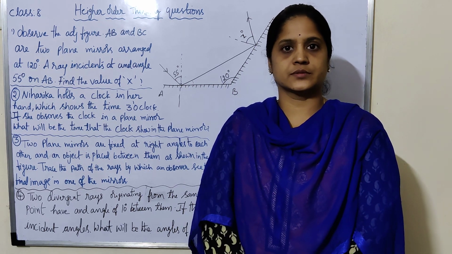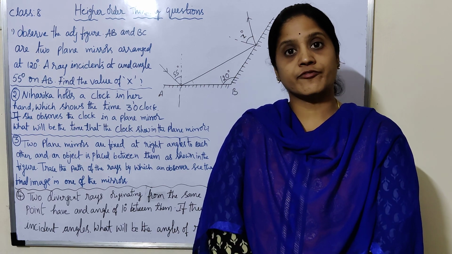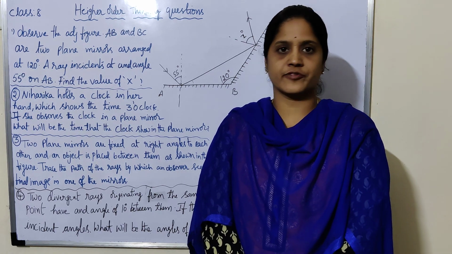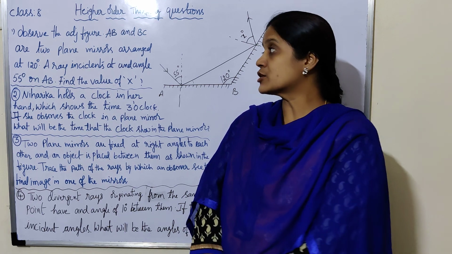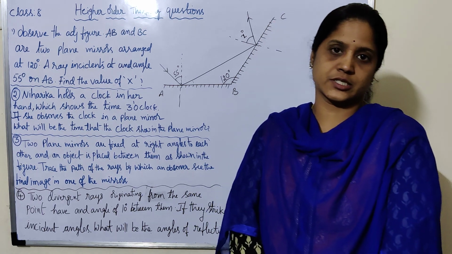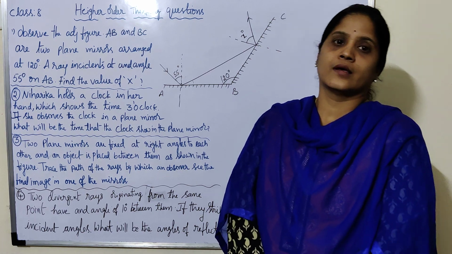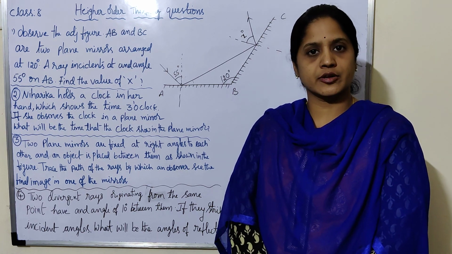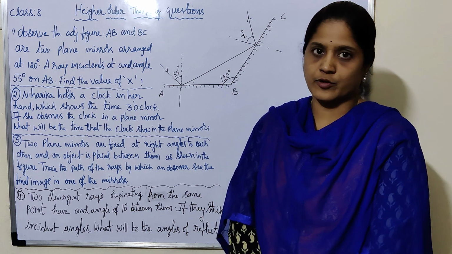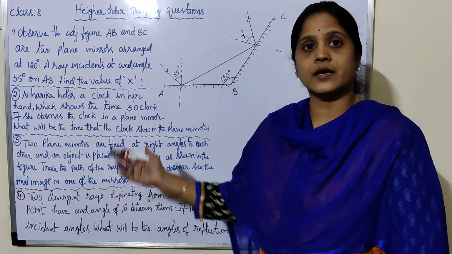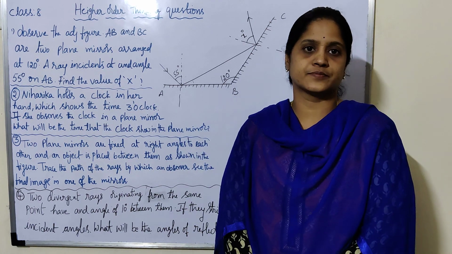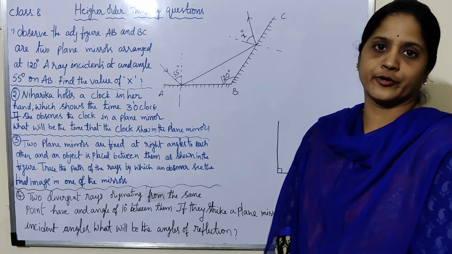In earlier videos, we discussed the reflection of light by plane surfaces. In that, all the topics are completed. Coming to the higher order thinking questions in the textbook back, there are 4 problems given. So in this video, I will explain those 4 problems. So what are those 4?